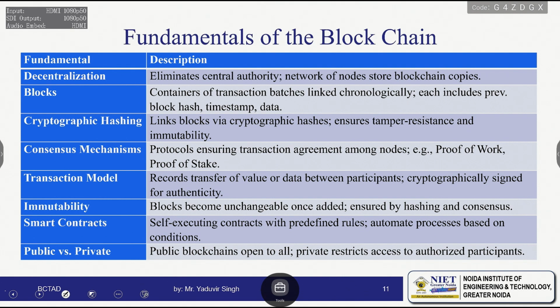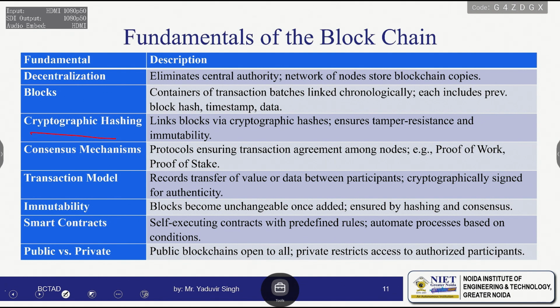The first point, which we have discussed, can be included in the fundamental aspects of a blockchain. The first is decentralization, which eliminates the fundamental of central authority. And then blocks. I have told you how a block behaves and what the contents of a block are. It consists of a previous hash, the current value data, a block hash and a timestamp. And then cryptographic hashing is also there, the technology that makes the block secure, and it ensures that tamper resistance is there.